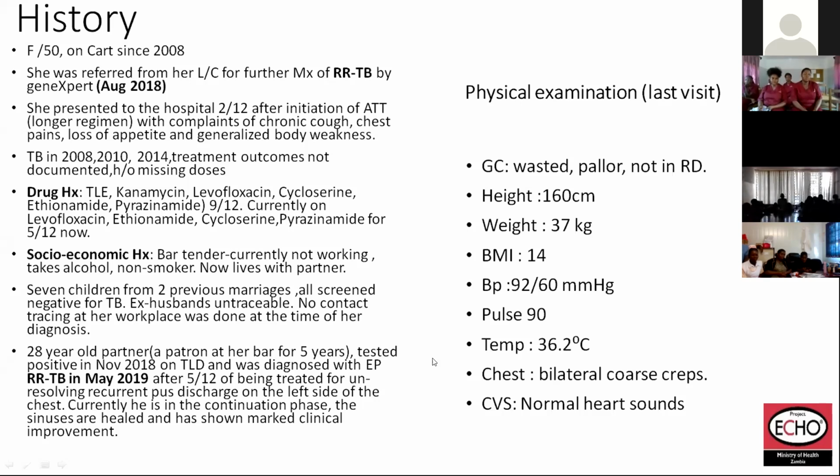Later on, in May, 5 months after being started on ATT, she was found to have RR, rifampicin-resistant TB. This patient was being treated for recurrent discharge on the left side of the chest, which initially the attending clinician thought was recurrent abscesses. So she was put on various antibiotics with no improvement. And 2 to 5 months later, we decided to do GeneXpert on the pus swab, and it was positive. The patient has improved.